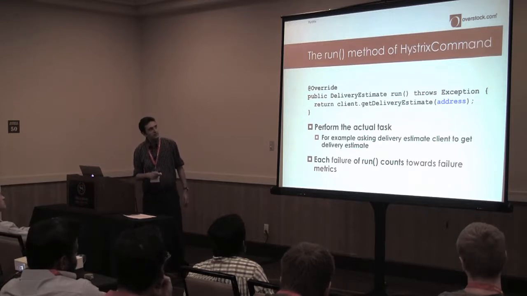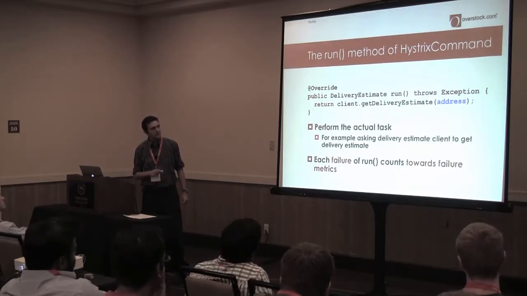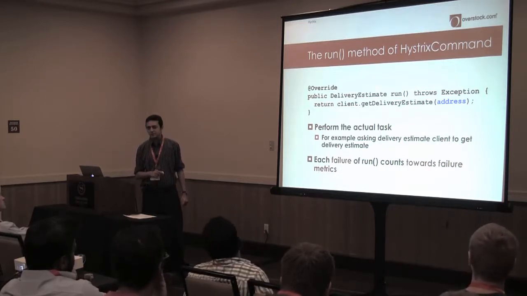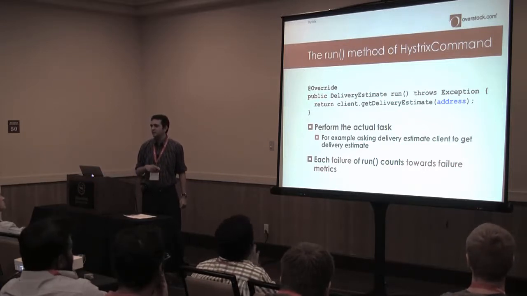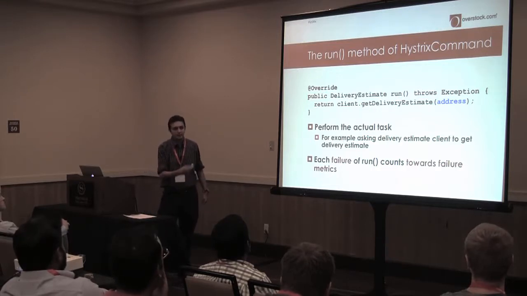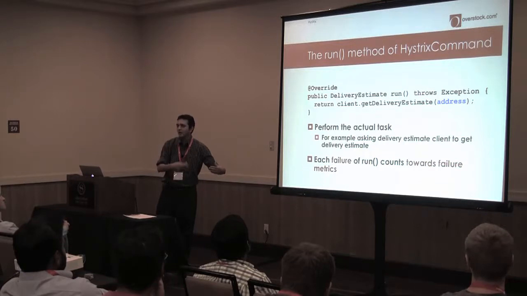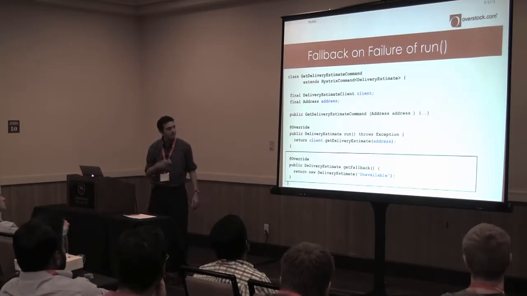The run method that I talked about goes ahead and executes the actual task. And if any exception occurs from this run method, it starts counting towards failure metrics, saying something's going wrong, as more of these start happening, right? So if our service started going latent, you will start seeing these happen, or if the service just started throwing exceptions, you'll start seeing this happen more.